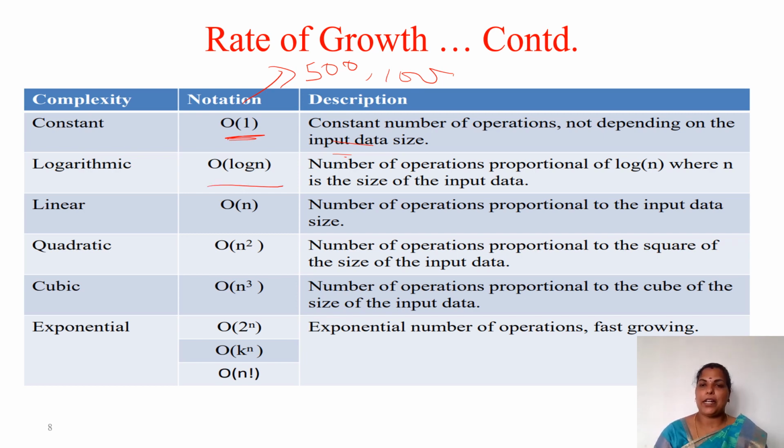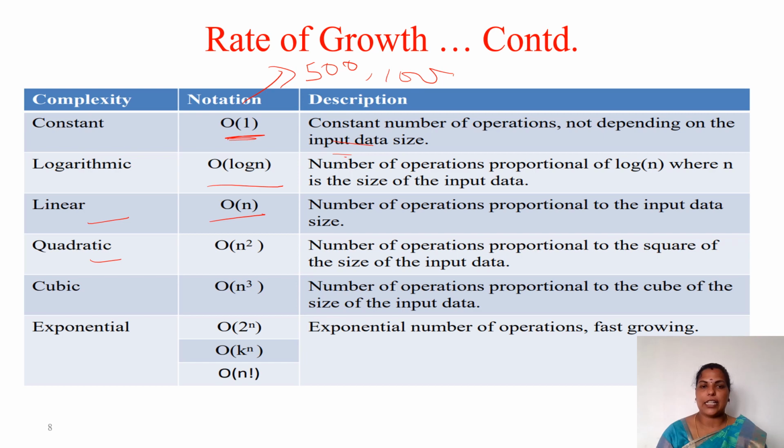That is, the number of operations is proportional to log n, where n is the size of the input data. Linear means order of n, that is, the number of operations is proportional to the input data size. Quadratic means order of n square, that is, the number of operations is proportional to the square of the size of the input data. And cubic means the number of operations is proportional to the cube of the size of the input data.